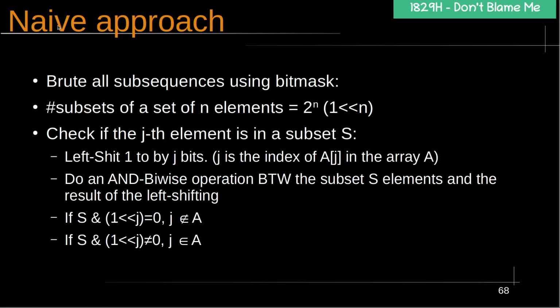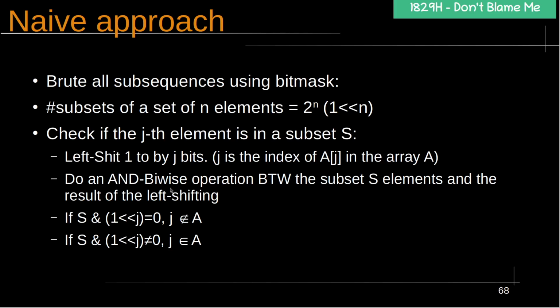We can do this by a naive approach, which means we will brute force all the subsequences using bitmask. The number of all subsets or all subsequences of a set of n elements is equal to 2 power n. We can compute it by 1 left shift n in constant time. And check if the jth element is in the subset. How to check this? First, we left shift 1 by j bits. j is the index of the element aj in the array A.